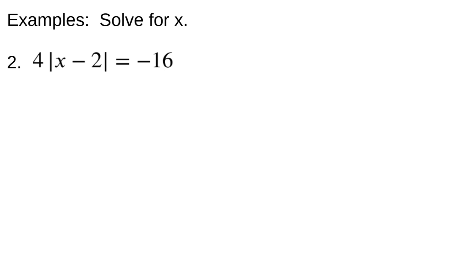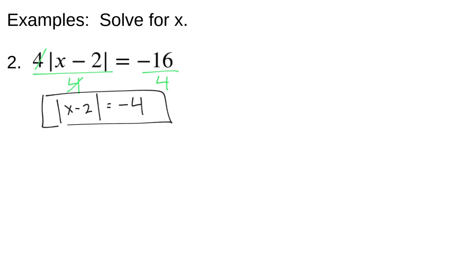So to move the 4, we're going to divide by 4, just like you would in a regular equation to move a 4. 4 divided by 4 is 1, so those are going to go away, and we'll be left with the absolute value of x minus 2. And on the other side, we're going to have -4. So that is your standard form that we need for absolute value equations.